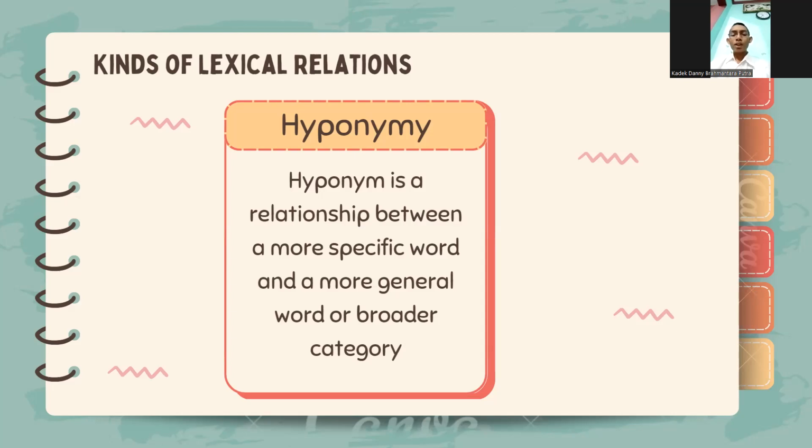Okay. For example, the word color is a hypernym because it represents a more general category. And words like red, white, and blue, and the others are hyponyms because they represent more specific examples or types of the color category. So that is all about lexical relations.